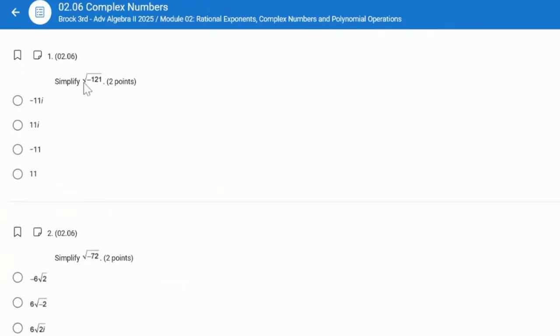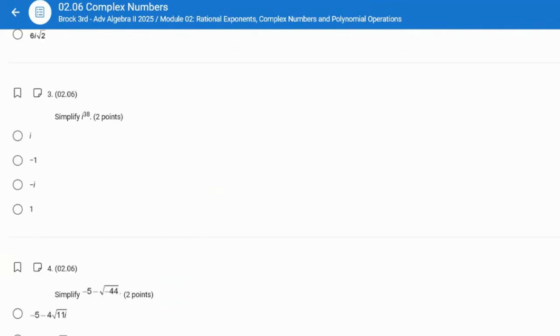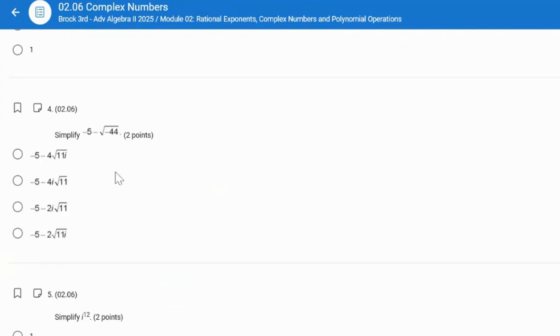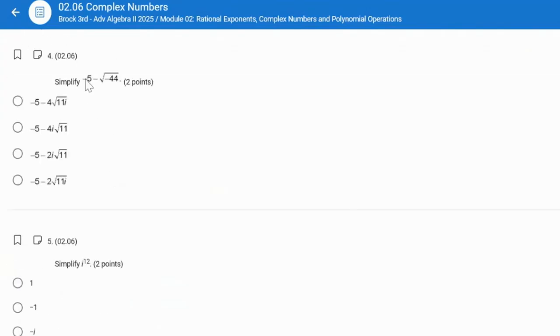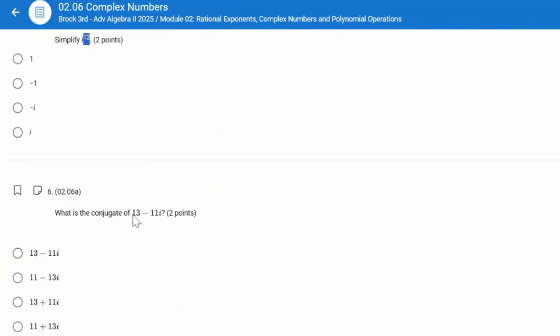Simplify the square root of negative 121. Simplify the square root of 72. Simplify i to the 38th power. Simplify negative 5 times negative square root of negative 44. Be careful there. There's a lot of negatives you're dealing with. Simplify i to the 12th power. And what is the conjugate of 13 minus 11i?